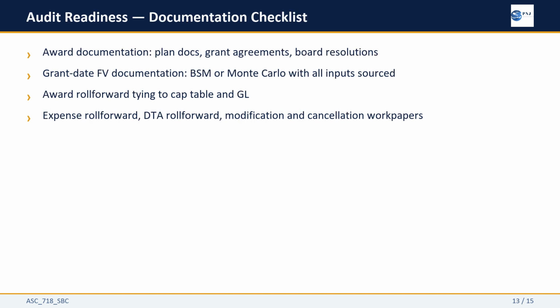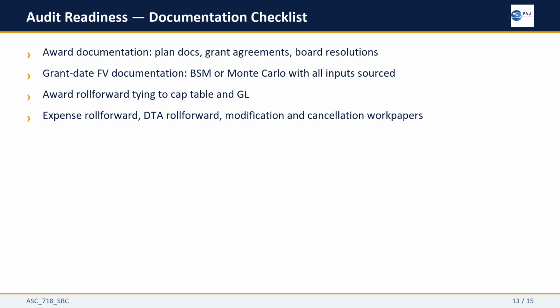Audit readiness is built at each grant date and each period end, not assembled after the audit request letter arrives. The documentation package covers 4 areas: award documentation, valuation documentation, roll-forward schedules, and tax work.